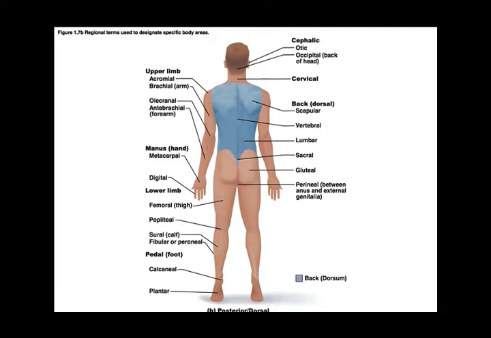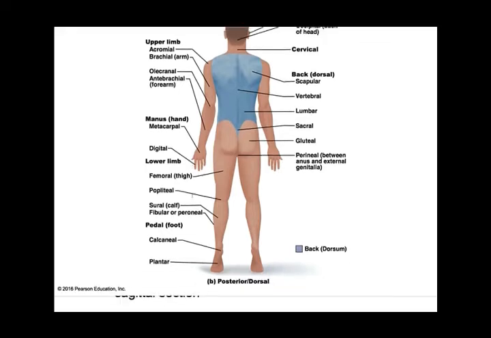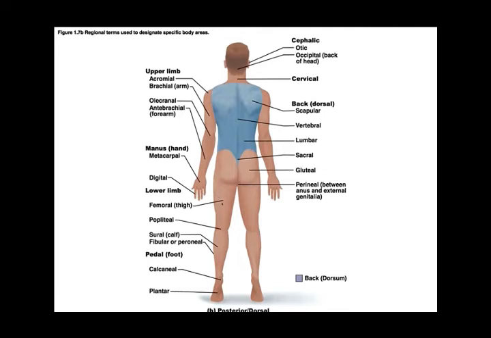Then antebrachial is the same. For the hand, the manus, they have the same things, the metacarpus and the digitals, etc. For the lower limb, the femoral part is the same. But when we were talking about the knee, the front anterior part of the knee was denoted as the patellar region. In the same way, the back of the knee is called the popliteal region.